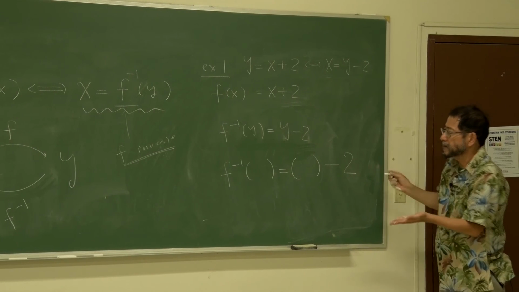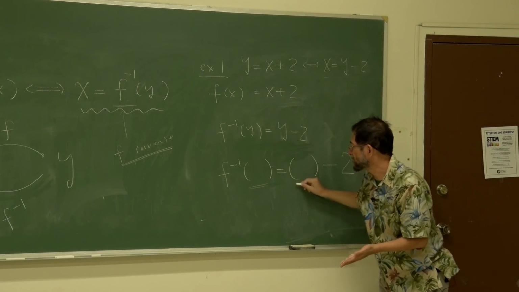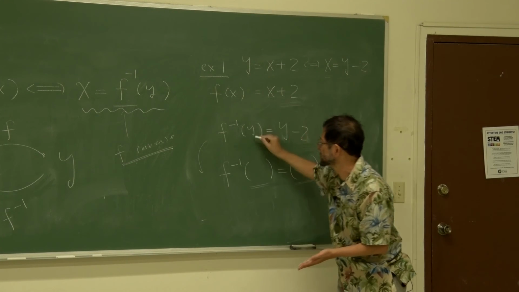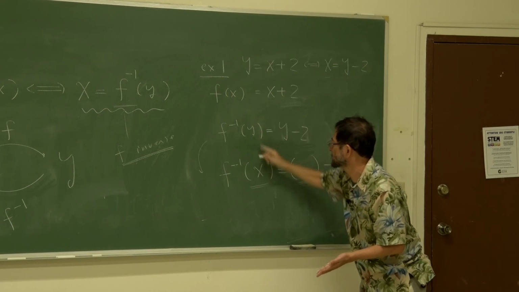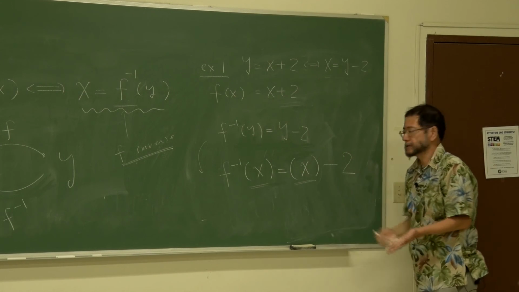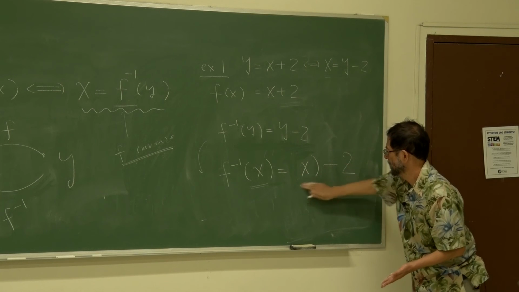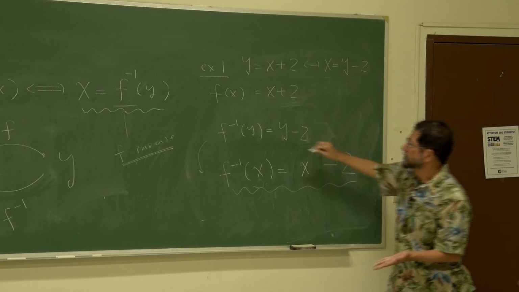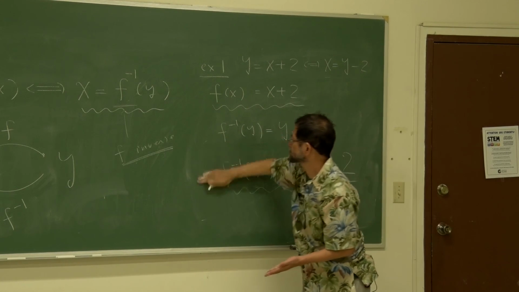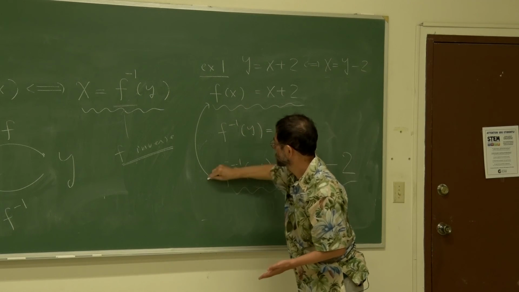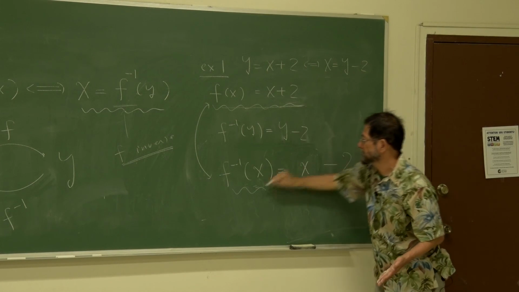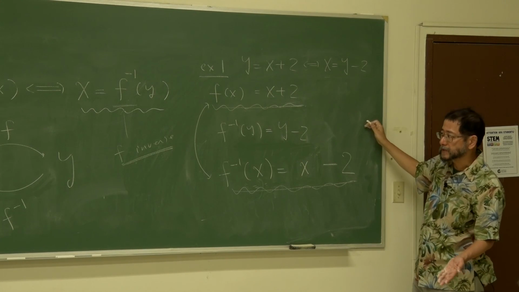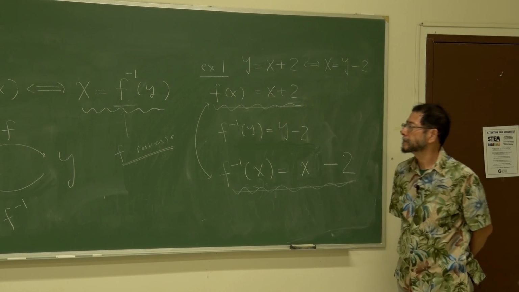Since people usually prefer to use x as an input, sometimes people switch back to x. So instead of using y here, sometimes people write x minus 2, and now you can get rid of the parentheses here. So in short, we say f of x is x plus 2, and f inverse of x is x minus 2. These two functions are inverse functions here. Okay, thank you.